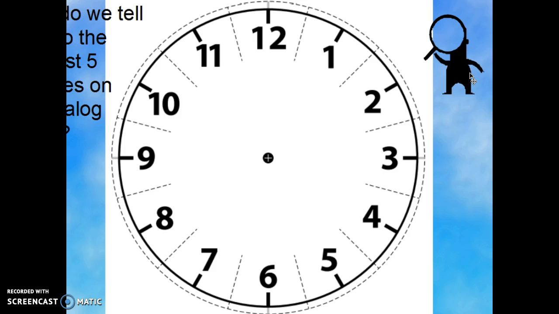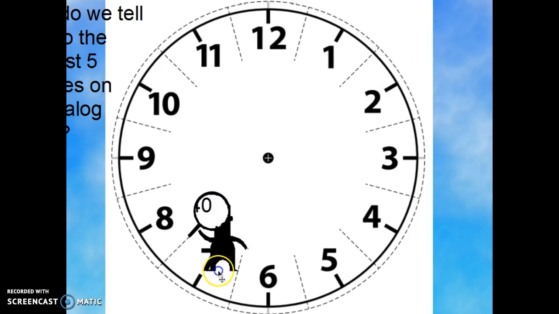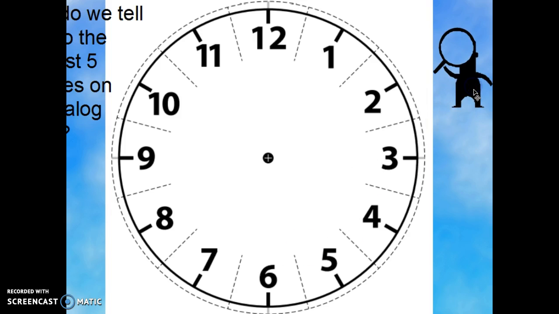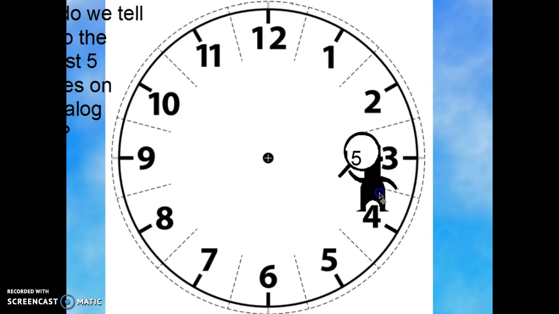Can you skip count by 5s to tell me what minutes it would be if the minute hand was on the 7? Did you say 35? Excellent job. What if the minute hand was on the 3? How many minutes would it be? Did you say 15? Excellent.